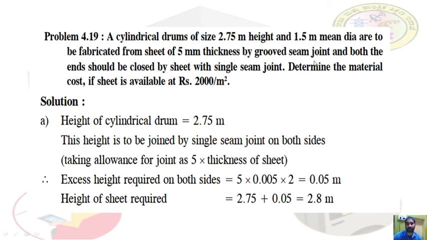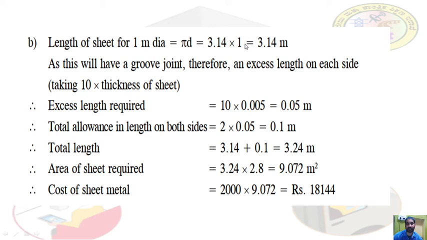The only thing is, we have a mistake in this problem: this mean dia is not 1.5, this diameter should be 1 meter. So we are taking 1 meter here. Everything else you have, hope you understood.